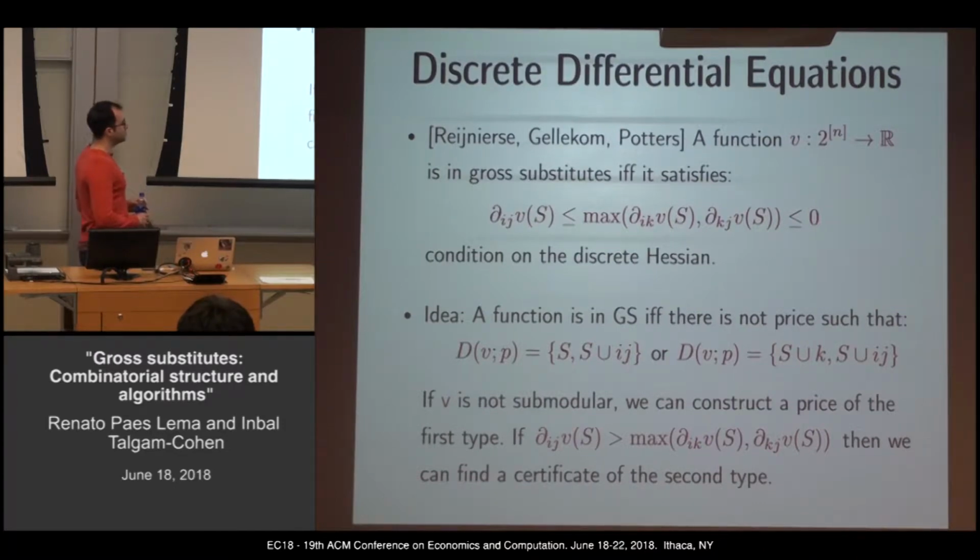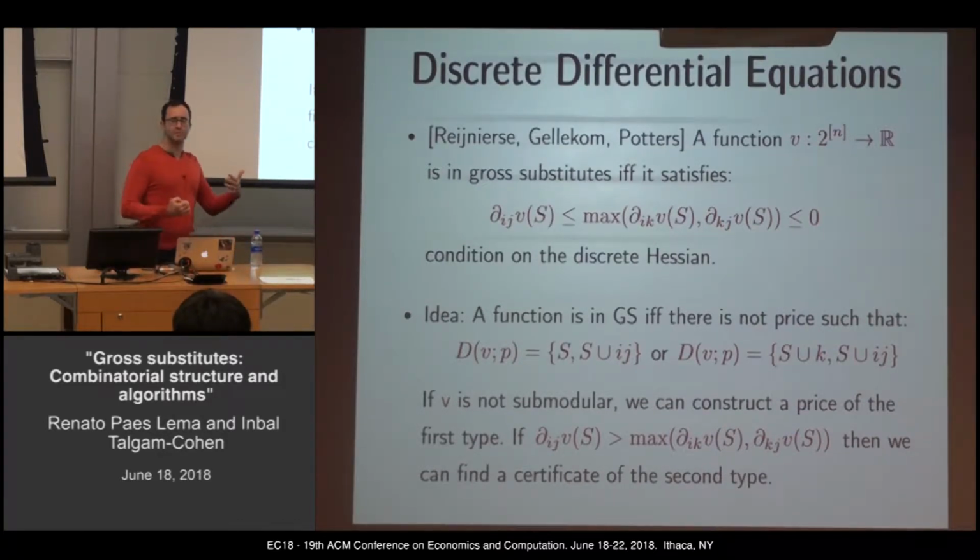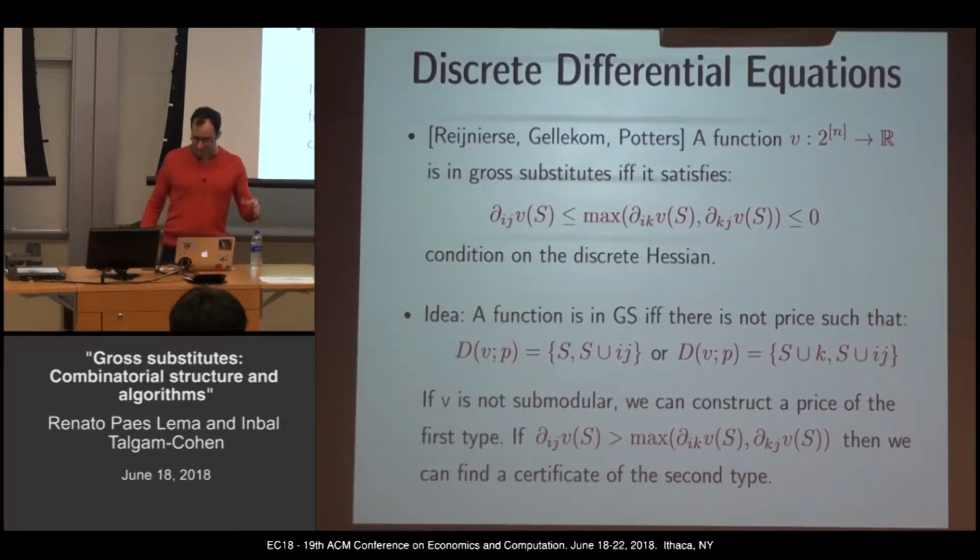It is a condition on the discrete Hessian. What I call the Hessian, usually in analysis in general, is the matrix of the second order derivatives. And here you can imagine you have a similar matrix. You have a matrix of the second order discrete derivatives for every set S. And if the Hessian has this property, you're gross substitutes.